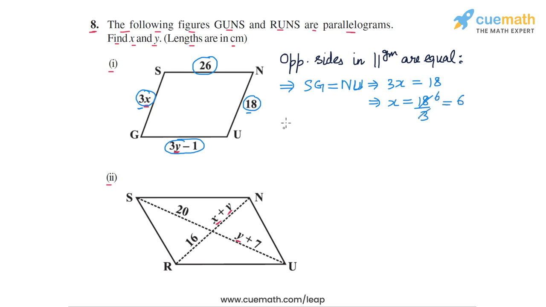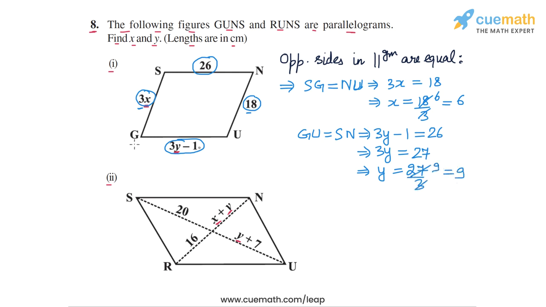And similarly, the other pair of opposite sides will be GU and SN. So GU will also be equal to SN, and we see that GU is 3y minus 1 and SN is 26. So 3y minus 1 will be equal to 26, or 3y will be equal to 26 plus 1 or 27, and this will give us y equal to 27 by 3, and 27 by 3 is equal to 9. So for part 1, the value of x is 6 and the value of y is 9. This is the answer for part 1.